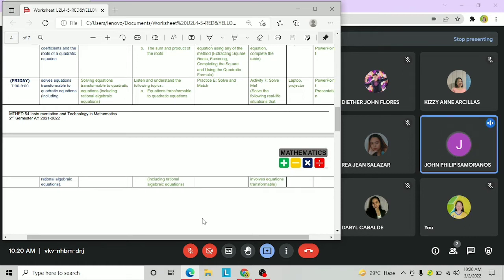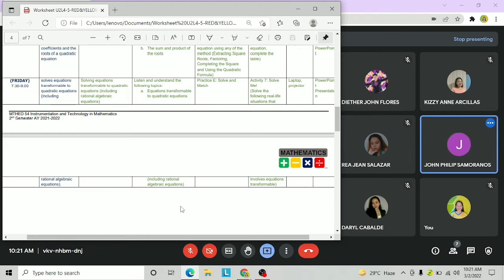Okay, for the fifth day, Friday, time 7:30 to 9 a.m. Learning competency: solves equations transformable to quadratic equations including rational algebraic equations. Learning task: listen and understand the following topic. A. Equations transformable to quadratic equations including rational algebraic equations.